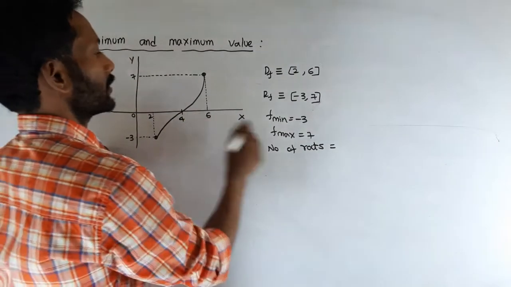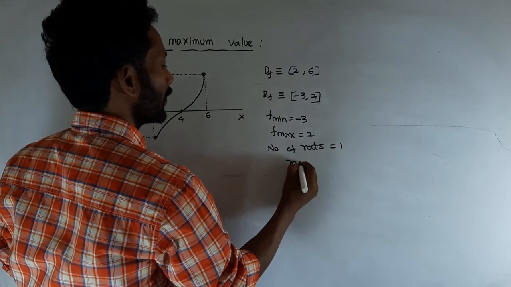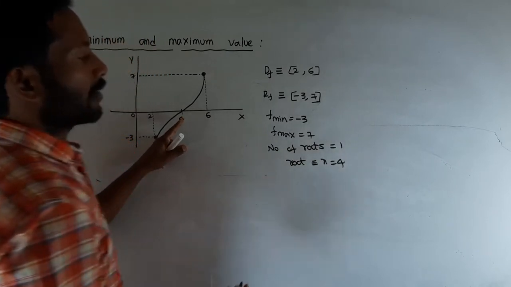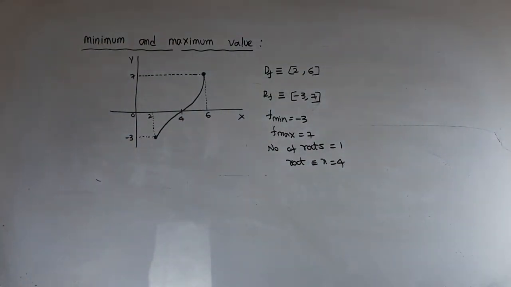So number of roots is 1. Roots are x equal to 4. X equal to 4. I hope you are understanding.